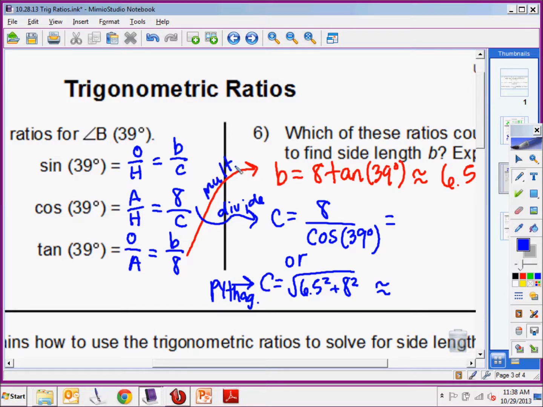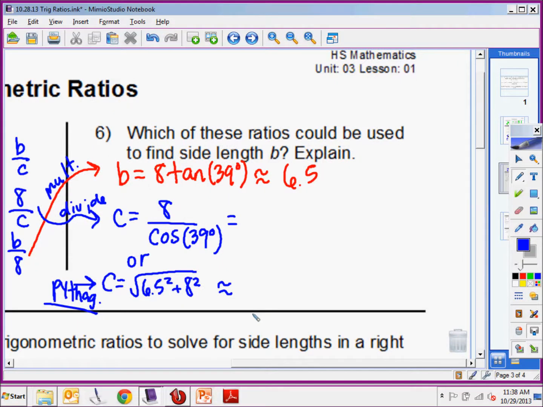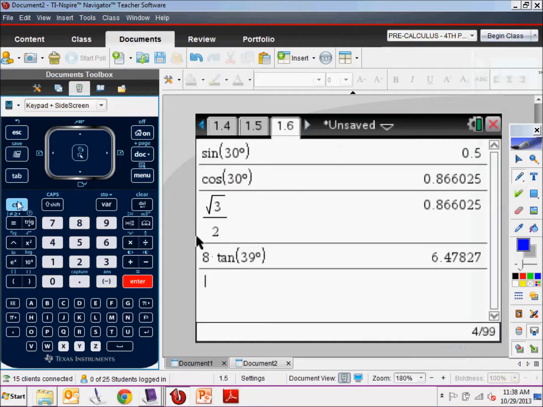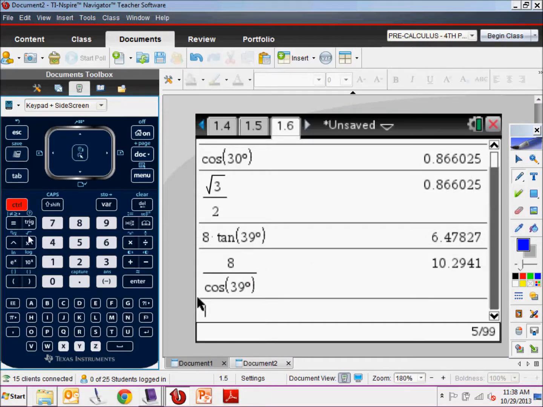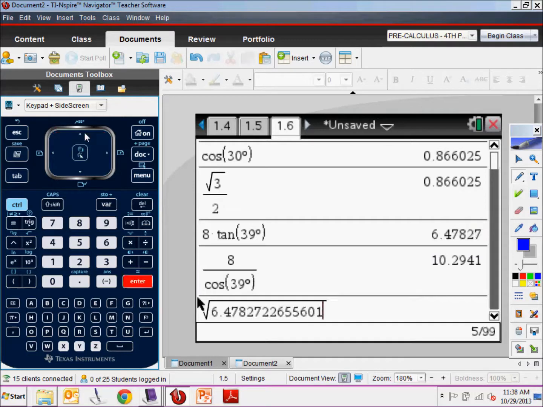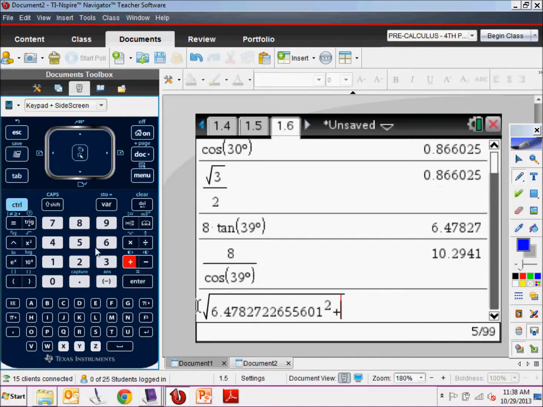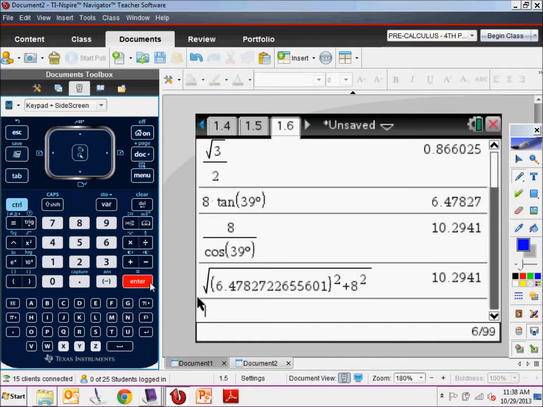Now, if you're not comfortable with that, who's still hanging around for you to have fun with? Good old Pythagoras. He's always there, and you're going to get the same answer either way. So let's do both to prove that you get the same answer. If I do 8 divided by the cosine of 39 degrees, I'm going to get, okay? Now let's do our good old friend Pythagoras. I'm going to take what I got here, squared, plus 8 squared, and what do I get? Oh my gosh, 10.3. That's pretty much what we got.